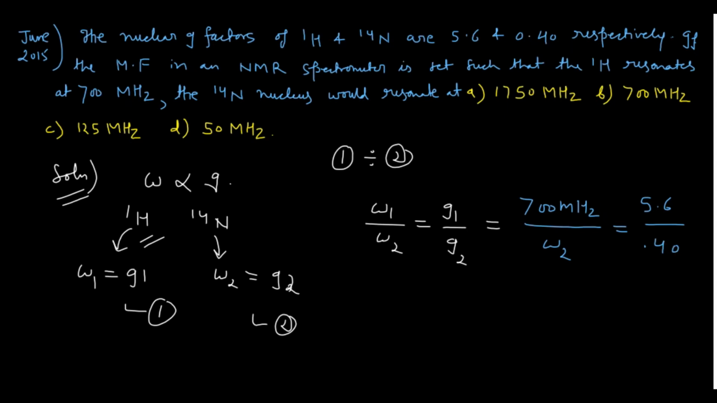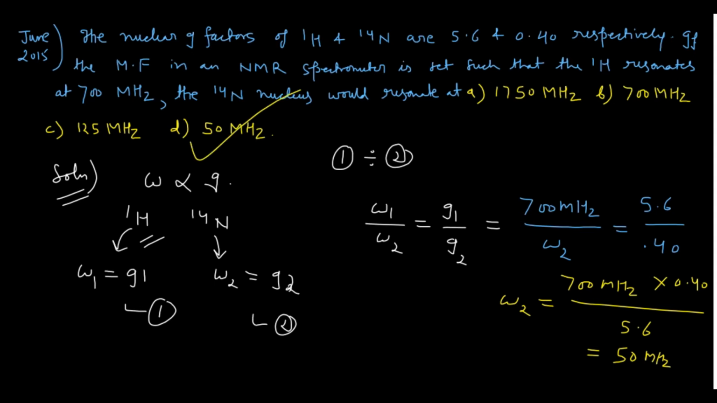If you solve this equation, I have already solved it, omega 2 would be equal to 700 megahertz multiplied by 0.40 divided by 5.6. When you solve this equation, you will get 50 megahertz. The answer is 50 megahertz, so your correct option is option number D.